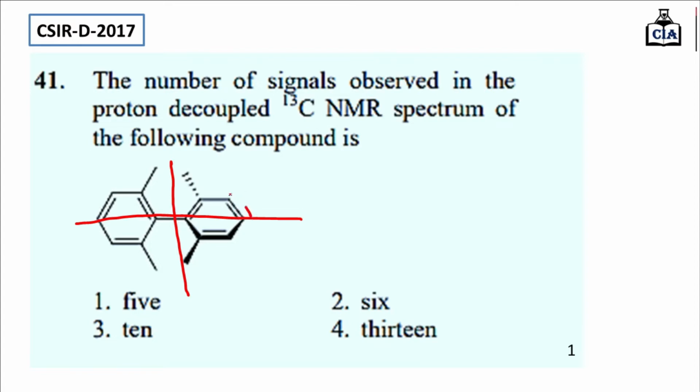This is the first type. Okay, this is second, third, fourth, and this is fifth. So the total number of equivalent carbon atoms is 5. So our compound will give a total of 5 signals in the proton decoupled carbon-13 NMR spectrum. So option first is the correct answer.